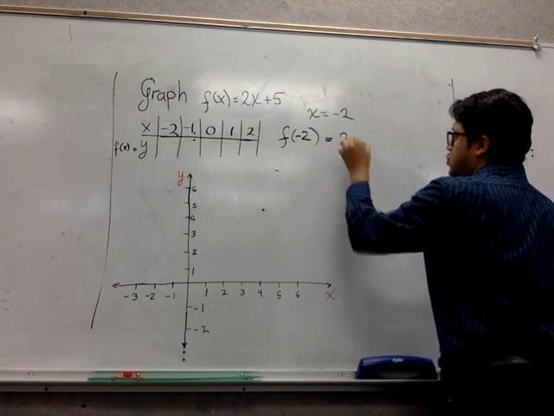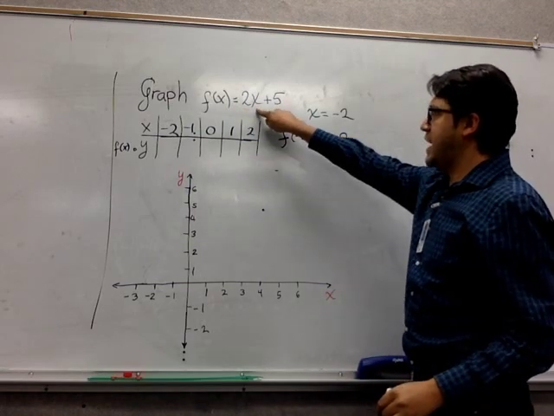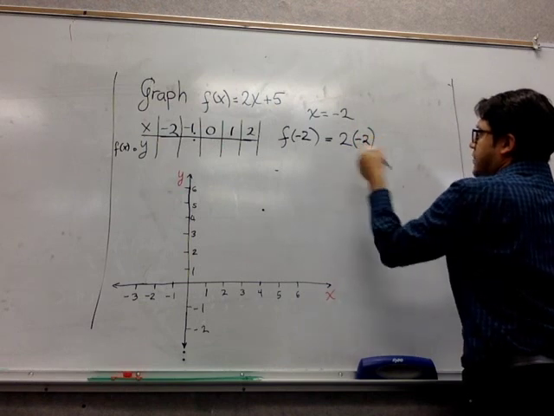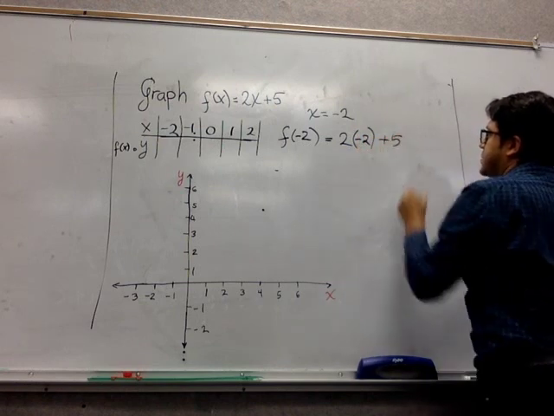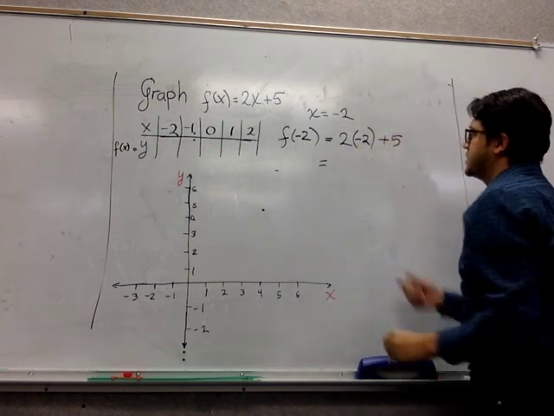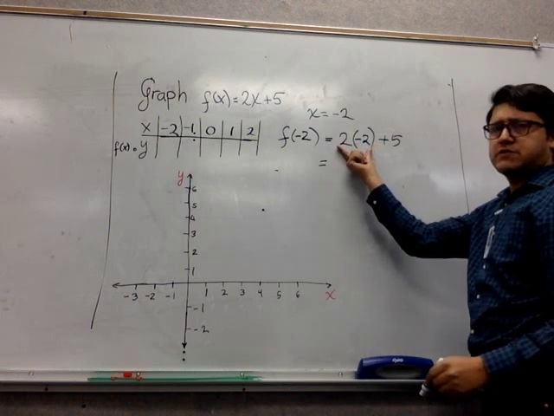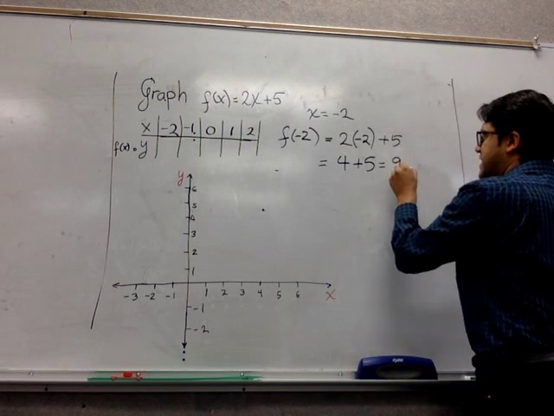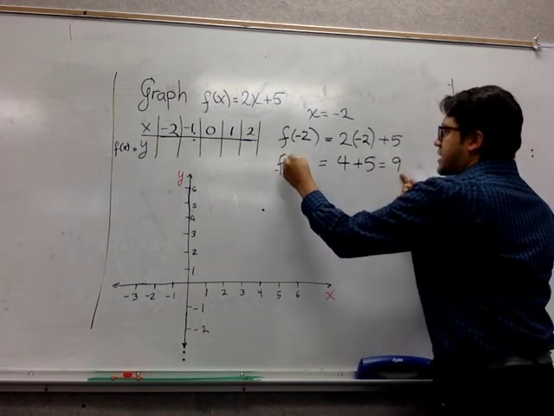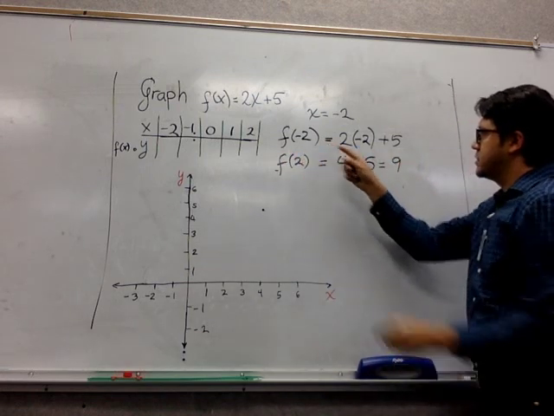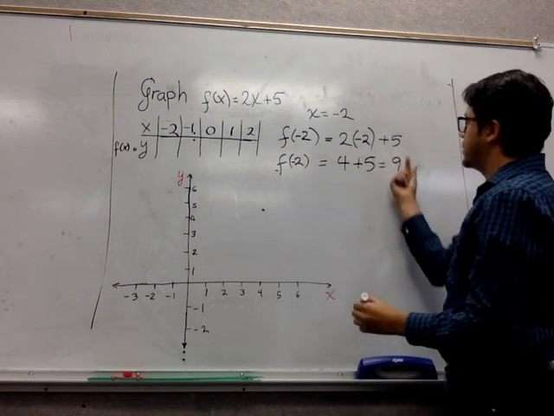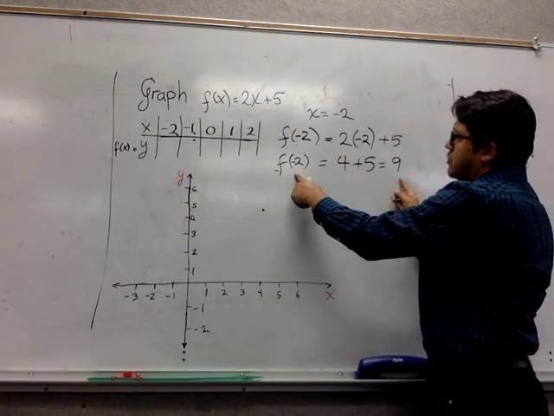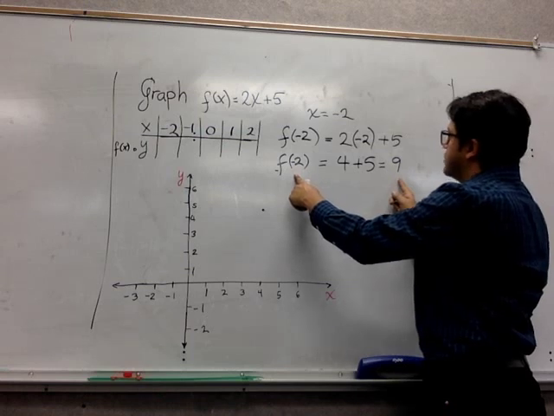So we have 2 multiplied by x. In this case, x is -2. And then after this multiplication happens, I add 5. So this is going to be like this: 2 times -2 is 4, plus 5 equals 9. This 9 is the output of the function f of x when the input is -2. So I'm going to write it down.